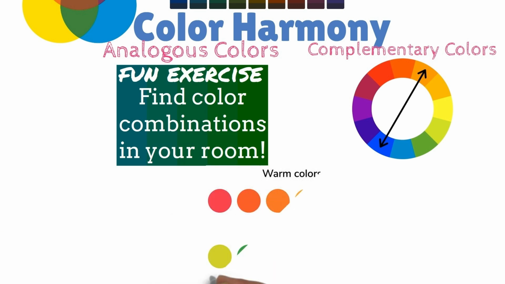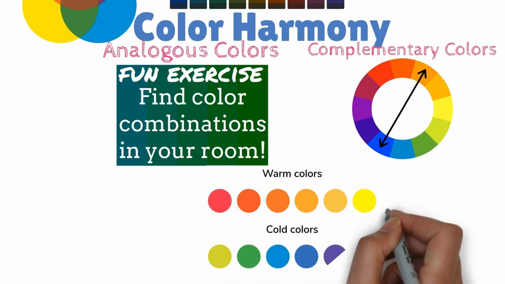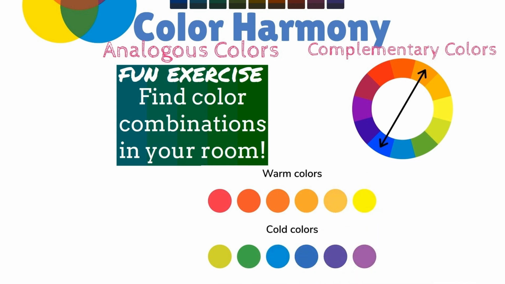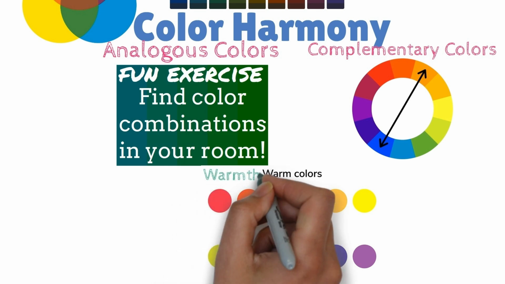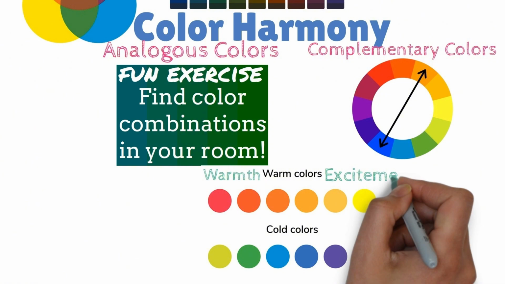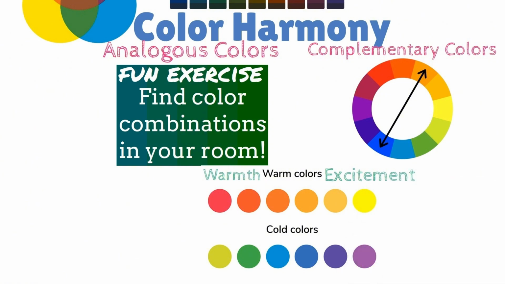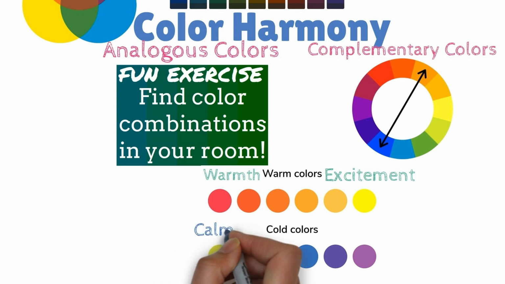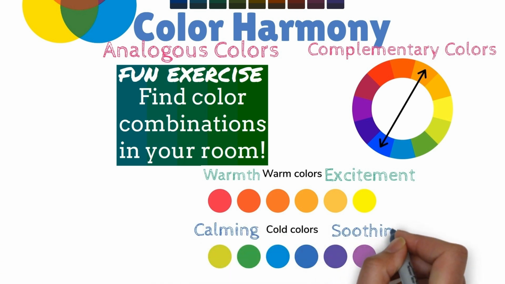Another important aspect of color theory is understanding warm and cool colors. Warm colors like red, orange, and yellow tend to evoke feelings of warmth and excitement. They can energize a space and create a sense of coziness. Cool colors like blue, green, and purple, on the other hand, are calming and soothing. They can make a space feel more relaxed and tranquil.